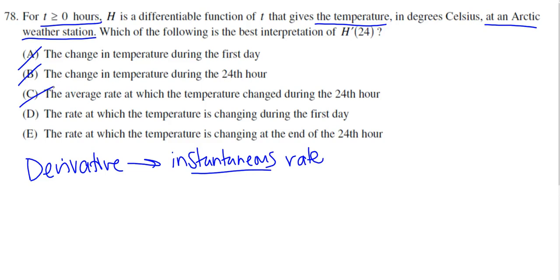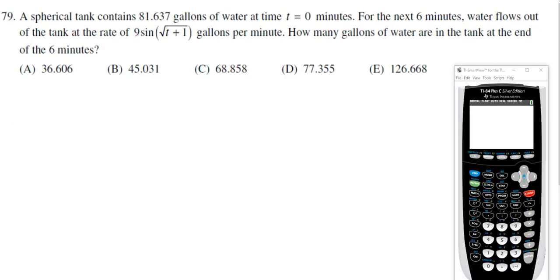In other words, it should be what is going on right at 24 hours, okay? So it's not the rate at which the temperature is changing over a time interval. That's more of an average rate of change. This is what happens right at the end of the 24th hour. So we should have E, and for your correction, all I need to see is that.